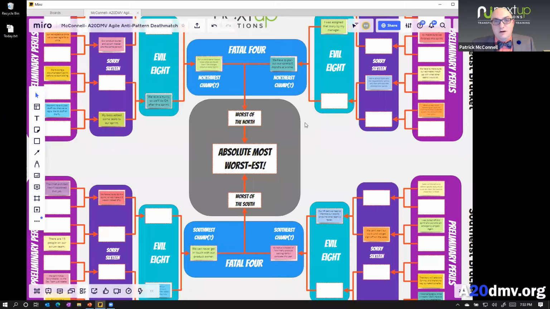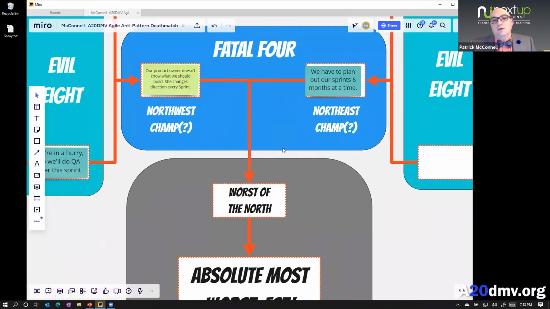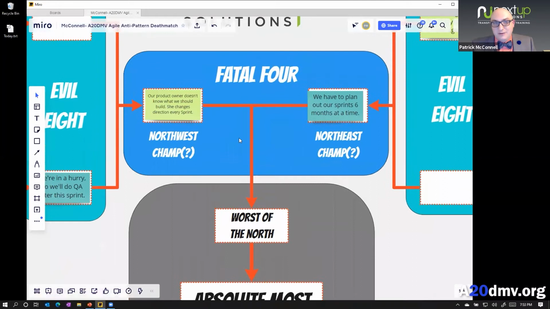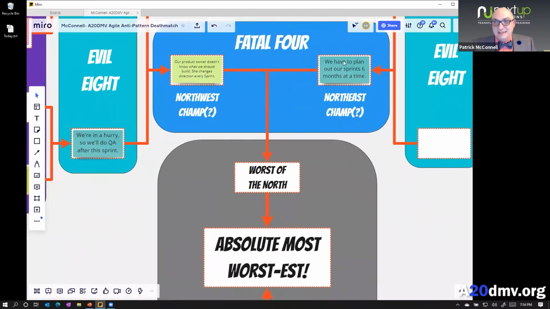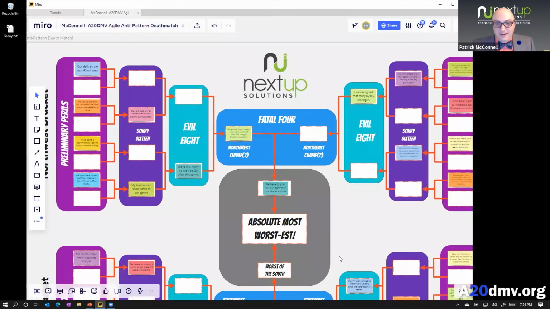Let's resolve the North. Who's going to be our finalist? We've got our product owner doesn't know what we should build. They change direction every sprint, or we have to plan out our sprints 6 months at a time. Raise your hand for the left one over here, the Northwest. Leave it lowered for the Northeast. Fairly evenly split field, though. I think Northeast takes it. All right, we're moving that one down here. We have to plan out our sprint 6 months at a time is a finalist.